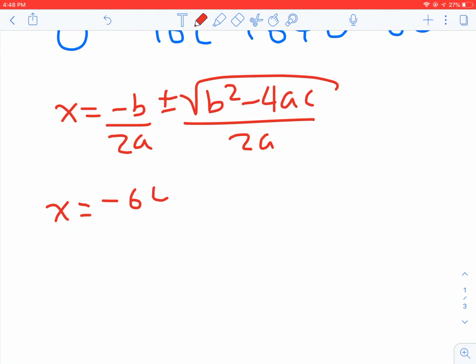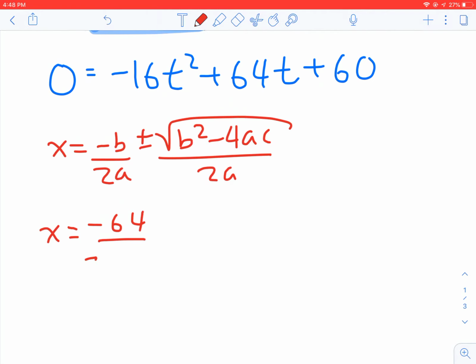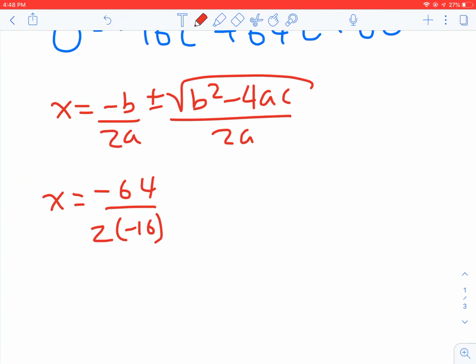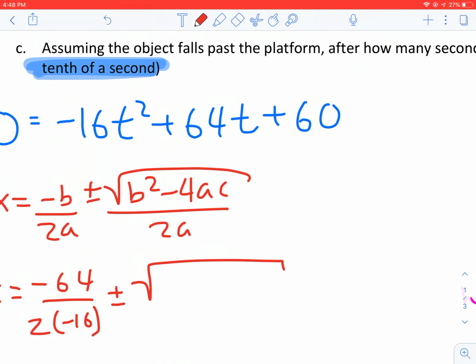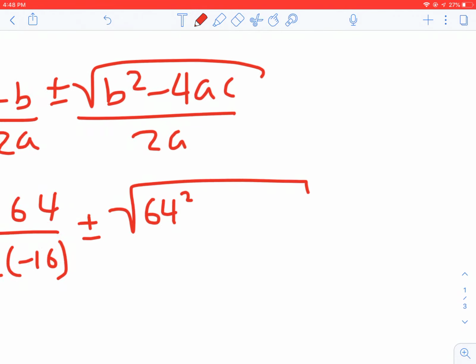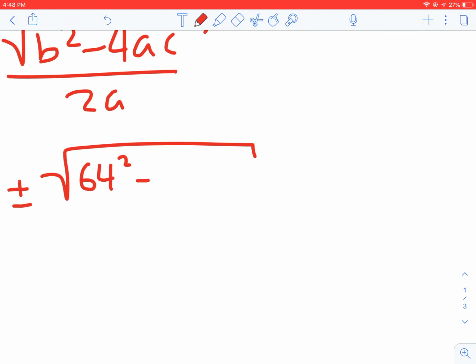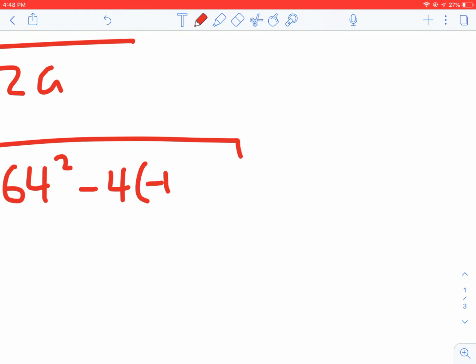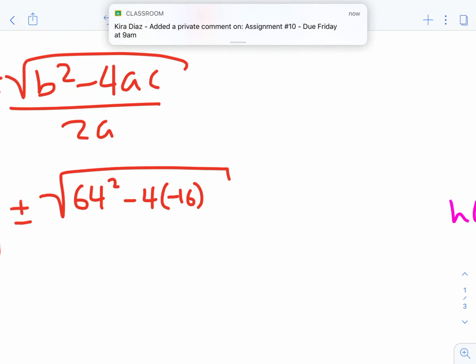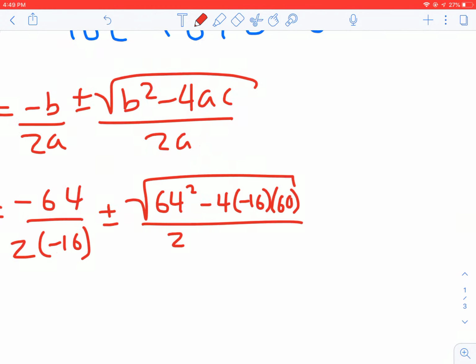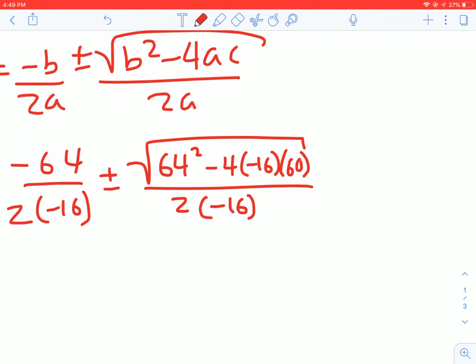That's negative 64 divided by 2. My a value is negative 16. So 2 times negative 16. Plus or minus the square root of, alright, our b value is 64. So that's 64 squared. The numbers are going to be huge here, so you've got to be really careful, and definitely type everything into your calculator. Minus 4, the a value is negative 16, times c is 60, divided by 2 times the a value again, which is negative 16.